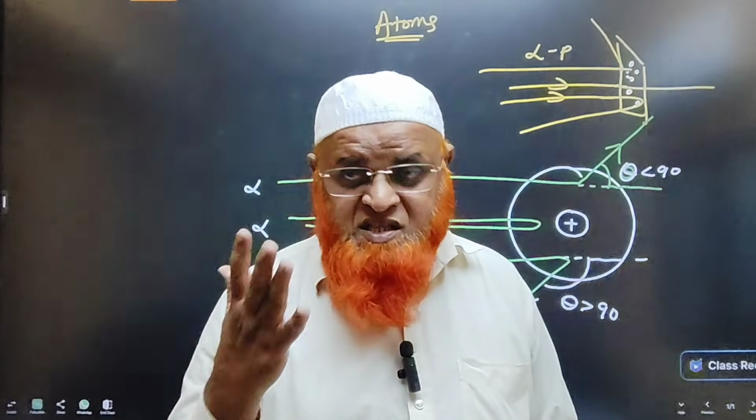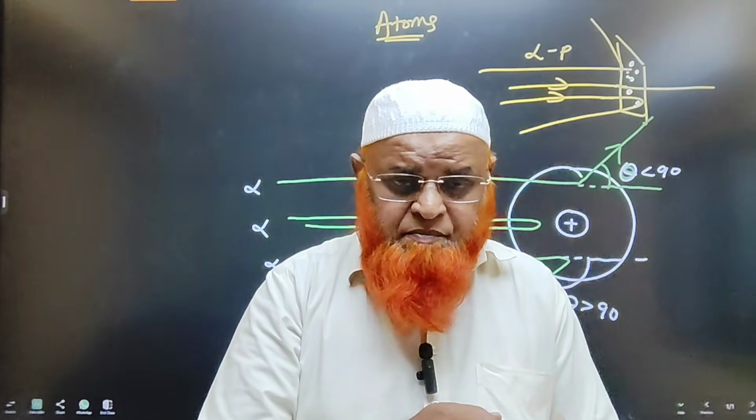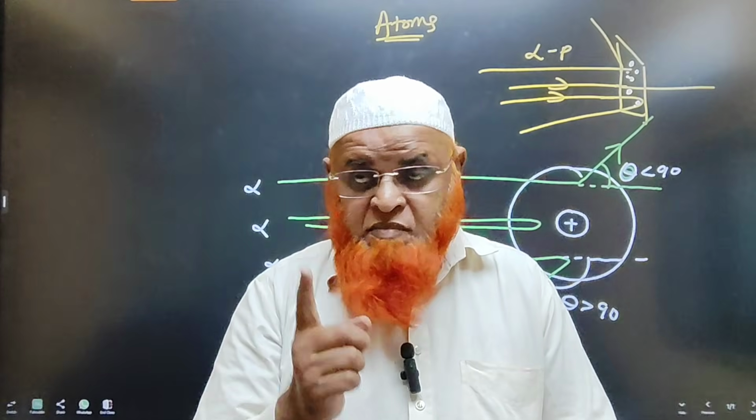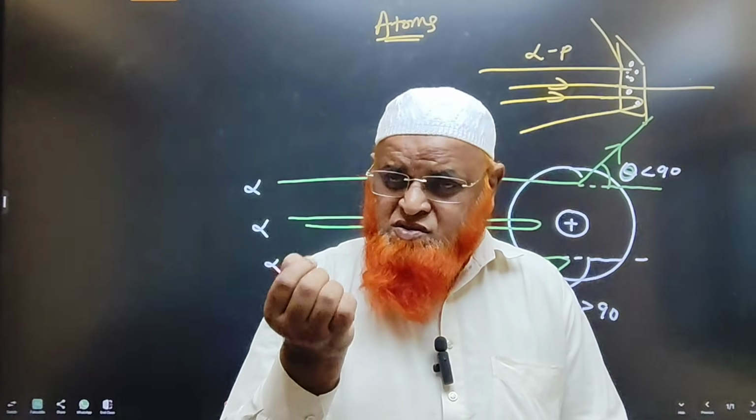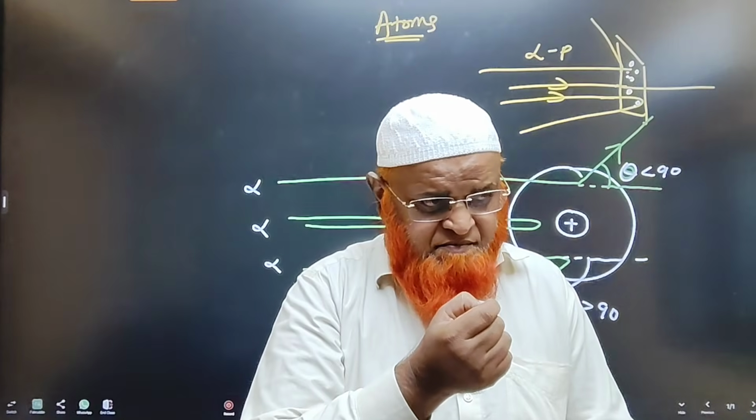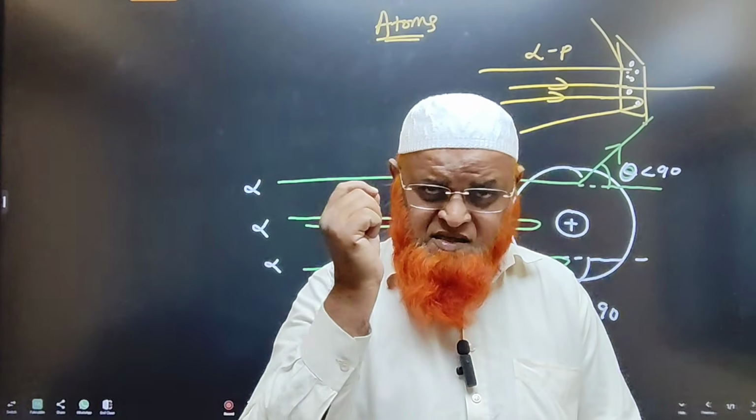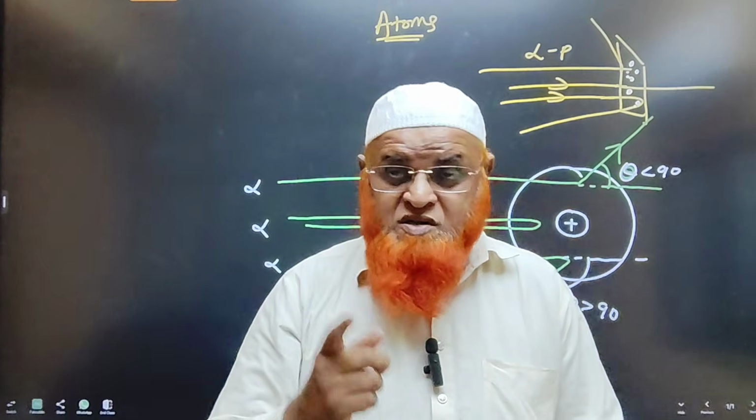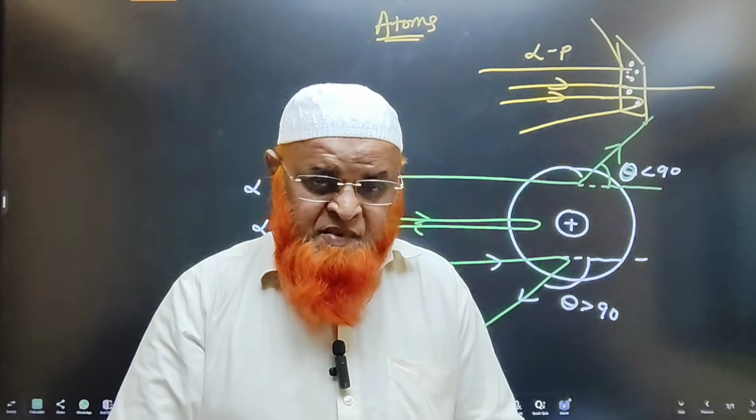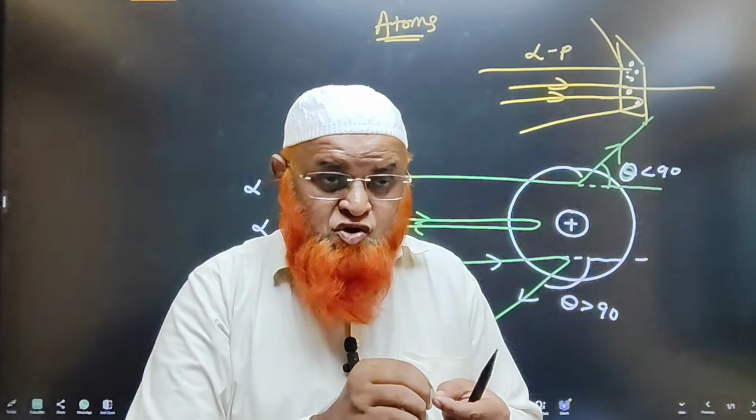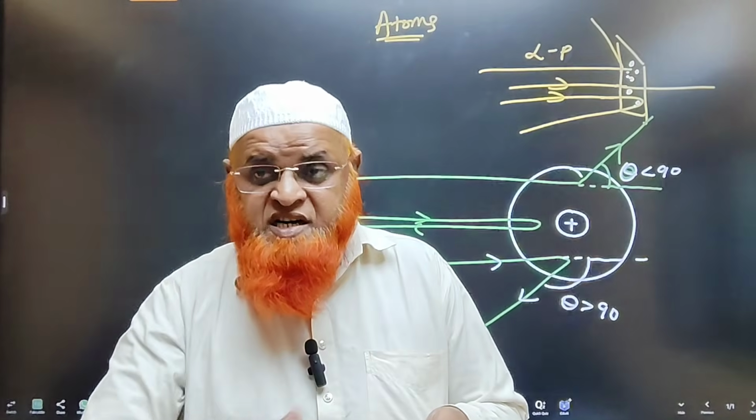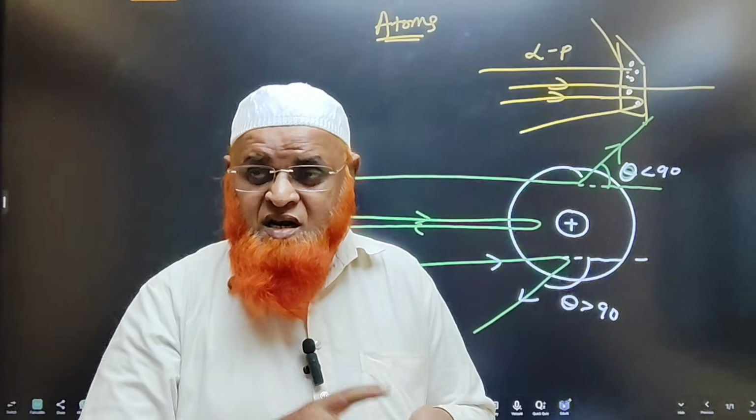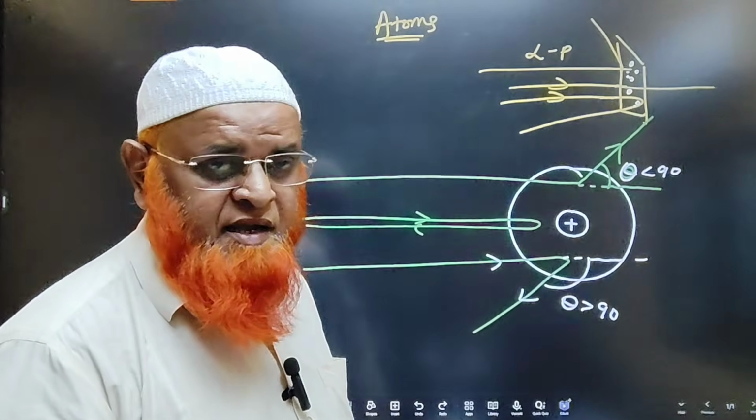Other metals we cannot make thin. If you make them thinner and thinner, that metal will break. But the special character, why is gold so costly? Because even a very small piece of gold can be made into a rod, because it is malleable as well as ductile. Ductile means it can be drawn into thin wire, it can be converted into thin sheets. So gold is the best metal for doing the alpha ray scattering experiment.